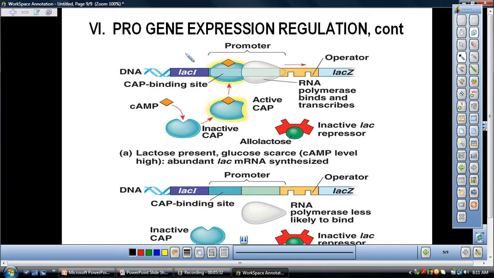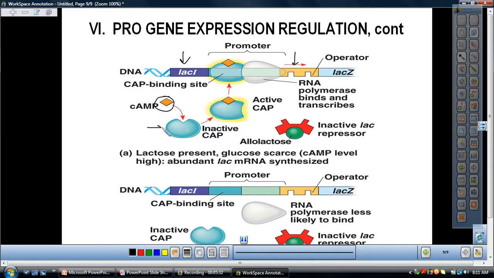Okay, here's the regulatory gene. Here's the promoter region, where you are used to seeing the RNA polymerase. There's the operator, and here are the genes needed to be transcribed. In this situation, this is the molecule I was talking about called cAMP.